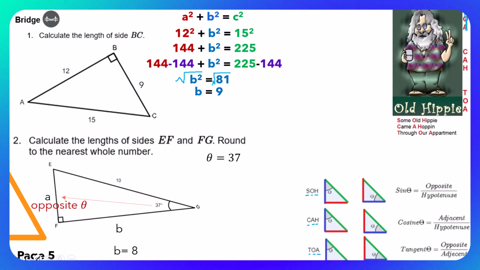Now looking at angle 37, angle theta, the adjacent side, the side that is part of that angle, is B. I labeled it B. That's adjacent to 37. So to find that length, we're going to need cosine, adjacent over hypotenuse. So let's start with A.